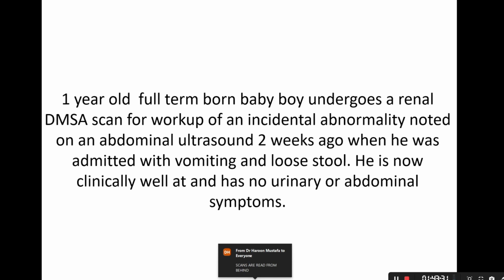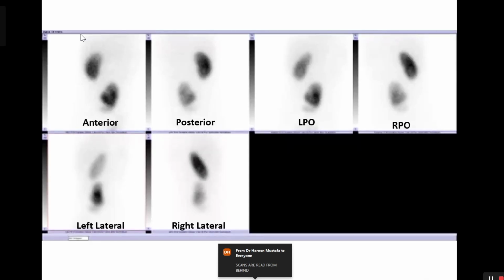So I'm going to show you a DMSA scan. Yes, sir, this is the anterior view. This is the right side, this is the left side. This is the posterior view, the right here, left here, and then you have some oblique views. So you can probably concentrate on these anterior and posterior views.